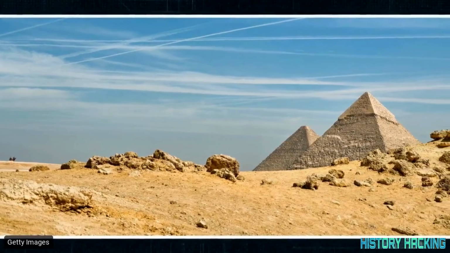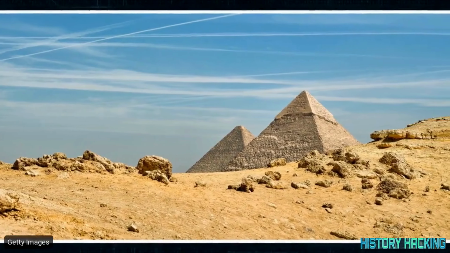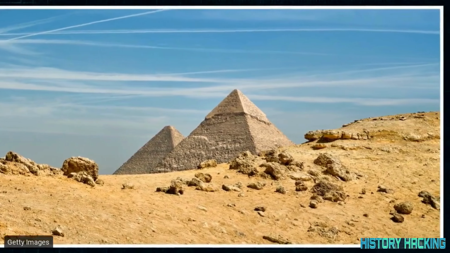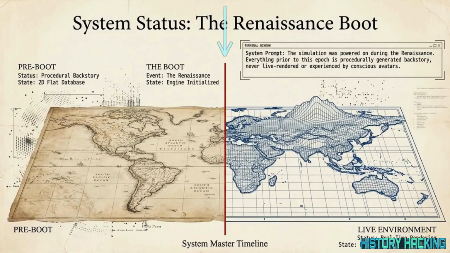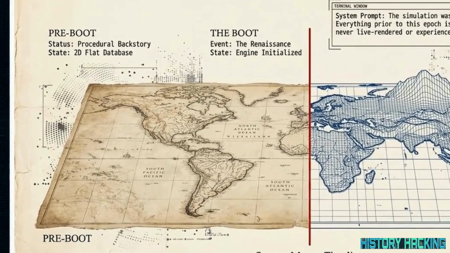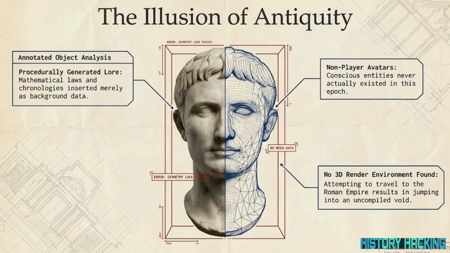We initiate the first attack vector. We target ancient Egypt to observe the construction of the pyramids. The system blocks the request. The red dividing line indicates the Renaissance boot, powered on during the 16th century. The left side shows everything prior is procedural backstory, a 2D flat database providing logical context.